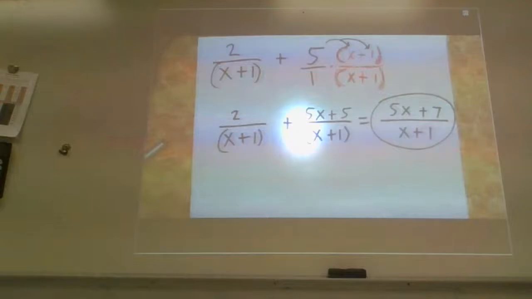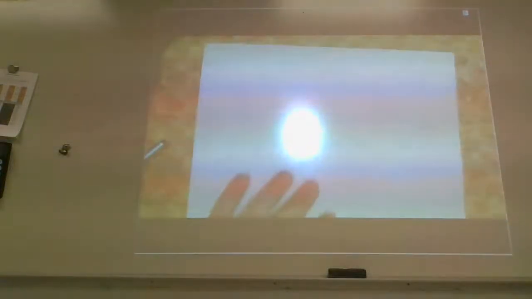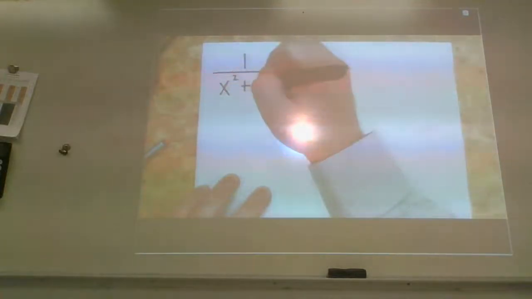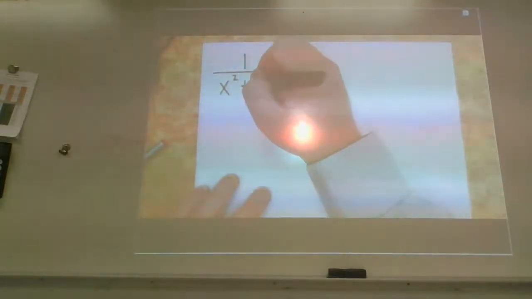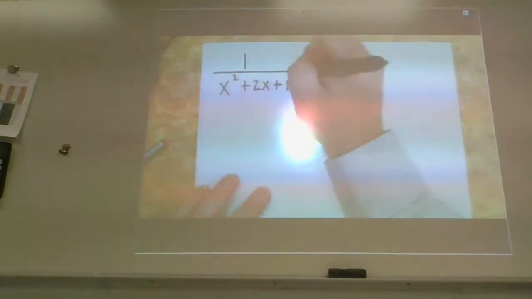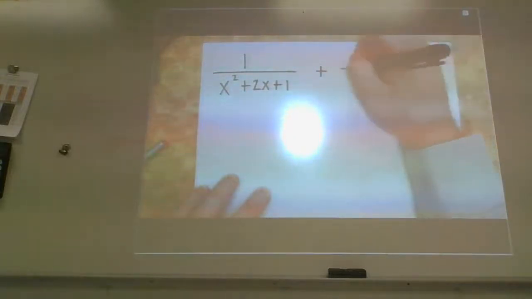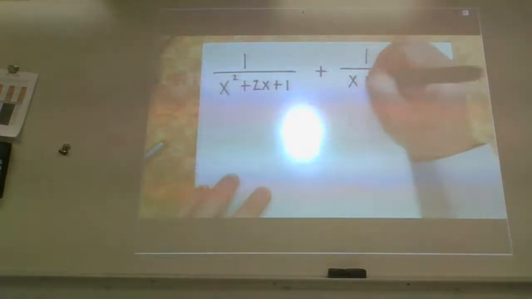I don't want to do that example today. I'll do a different example today. I'll do one more example, and this will wrap up today. Check this junk out. 1 over x squared plus 2x plus 1, plus another fraction, 1 over x plus 1.